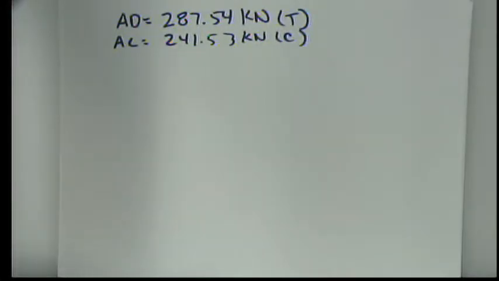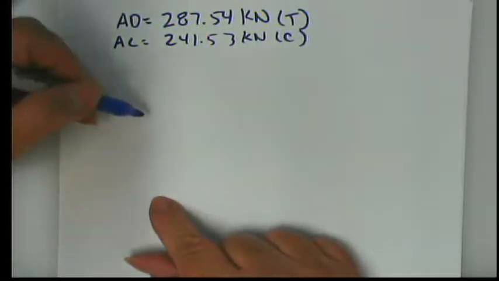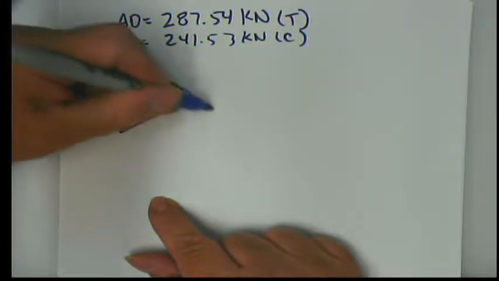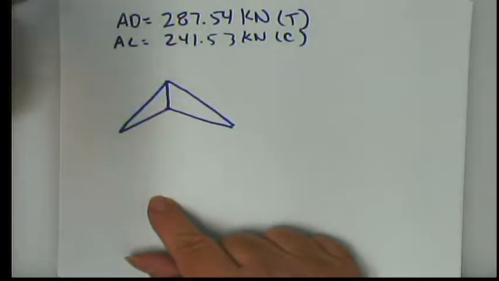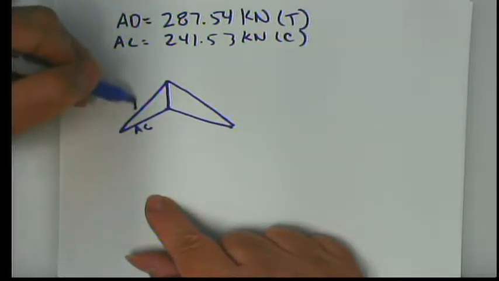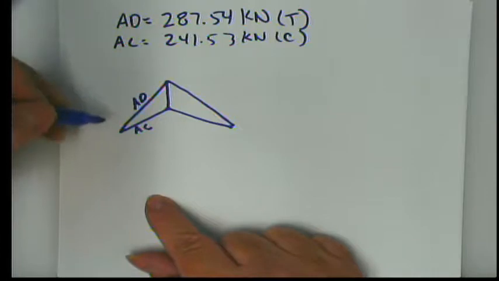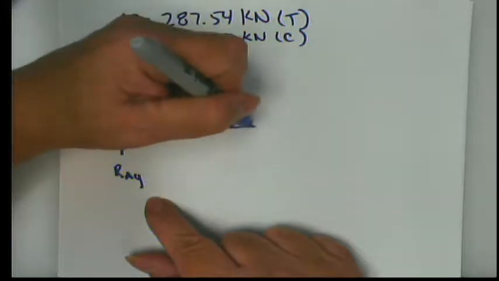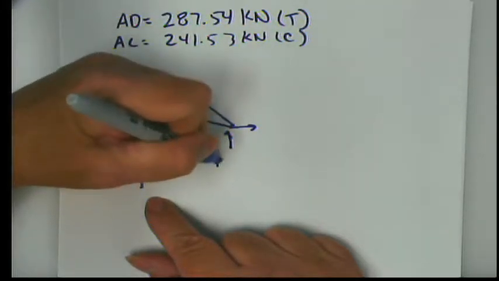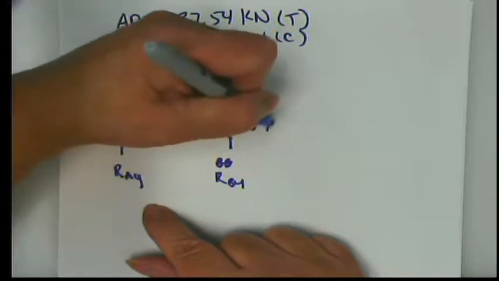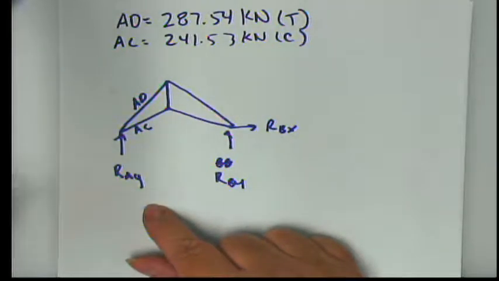All right, so these are the values that the students got, and I'm just going to draw a really quick representation. This is AC, and this is AD. All right, so let's take a look. The first thing that we need to do is to find the reaction at A, which is purely in the y direction. And we'll have a reaction at B in the y direction, and reaction at B in the x direction when we do our statics.